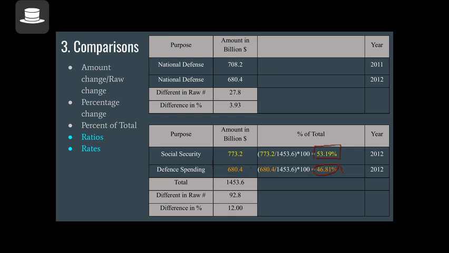Some instances are when your questions are about where the government is spending more, whether it is domestic or international and defense. So that's called percent of total. So we talked about the amount change and percentage change, because we talk about comparisons between numbers. We also talked about percent of total. In the next few slides, we'll talk about another important comparison in numbers, ratios and rates.